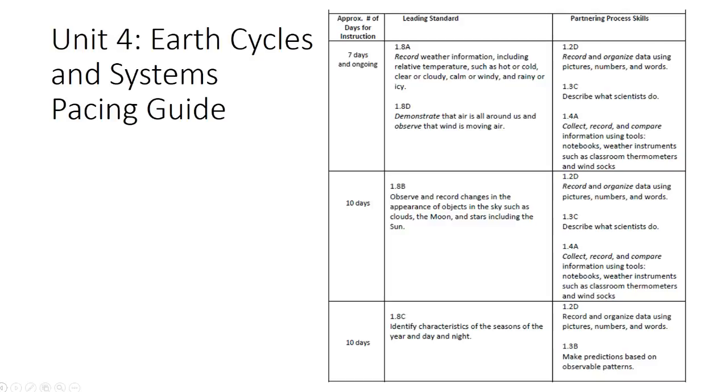I just want to talk a little bit about the pacing and why there are the associated days that go along with each one of these mini units. I encourage you, when you look at the content standard, to really look at the verbs so that we understand, for instance, in 1.8b, students should be observing and recording those changes. And so you might have to take some time to talk about and to explicitly teach what an observation is. When we're looking at changes in the sky, when we observe that, what senses are we going to be using? And of course, that's going to be mostly our sense of sight.